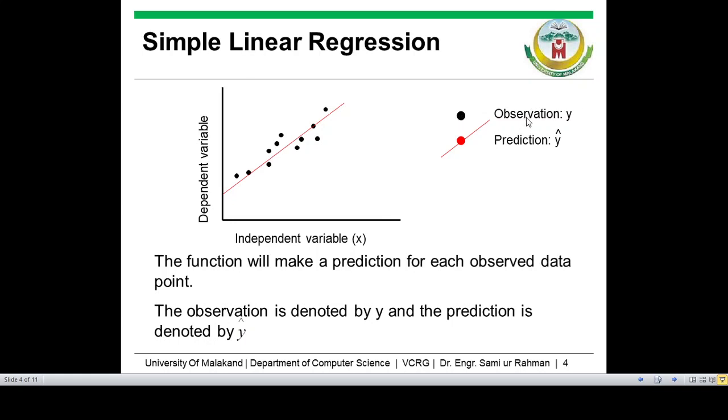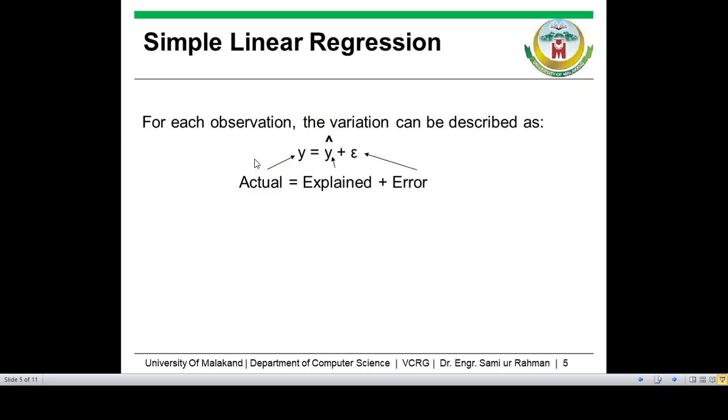Let's say this black dot is the observation and this red is the prediction. Okay, so on the line there will be the model prediction, and the black dot is the actual observation. The observation is denoted by y and the prediction is denoted by y prime. Now for each observation the variation can be described as: y is the actual observation, y prime is the explained or predicted value of the model, and this e is the error. So the actual observation will be equal to the model prediction plus its error.